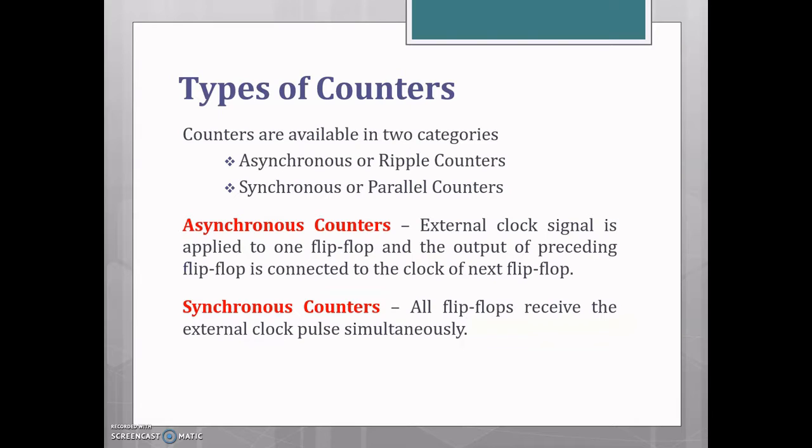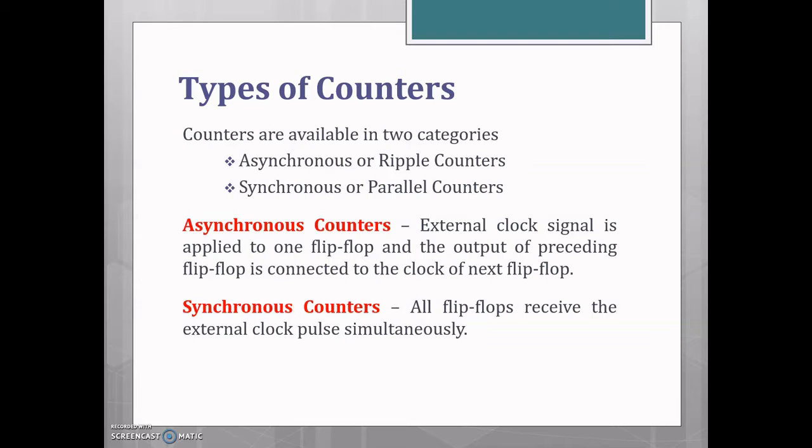Counters are classified into two types, asynchronous counters and synchronous counters. In the asynchronous counter, the external clock signal is applied to the flip-flop holding the least significant bit. All the other flip-flops are triggered by the output from the previous flip-flop. Since the clock pulse ripples through the circuit, it is also called a ripple counter. Asynchronous counters require minimum hardware, so they are easy to design, and the speed is low.